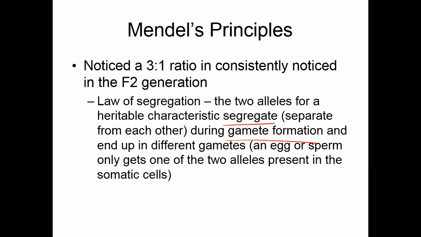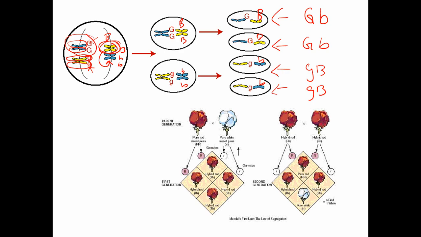Now, what we're talking about here is the law of segregation, just saying that the alleles separate from each other. The law of independent assortment, which comes a little later, talks about how they separate, but they also separate independently.